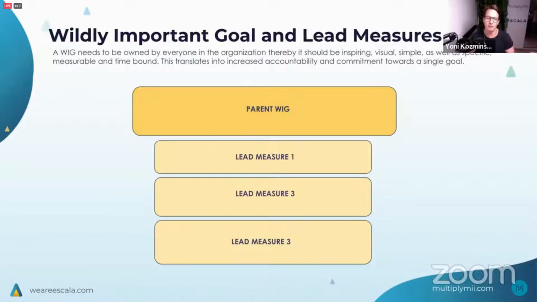We're looking at the inputs. We're looking at things like product research. We're looking at anything that is going to help us make sure that we hit that parent WIG.